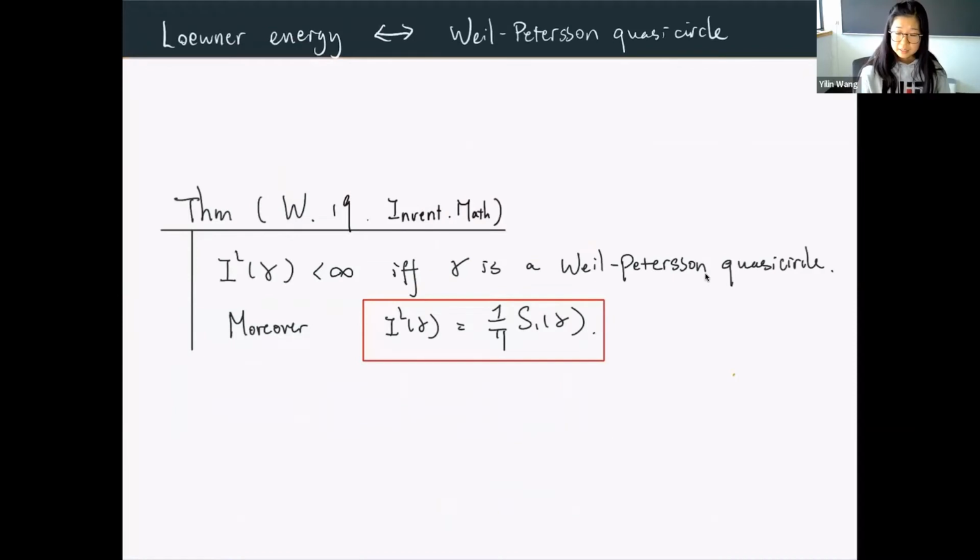All right, and the main result that I obtained is that this Loewner energy, which comes from the large deviation of SLE when taking the limit as the parameter goes to zero, for a Jordan curve, this Loewner energy is finite if and only if gamma is a Weil-Petersson quasicircle, and moreover, this Loewner energy is proportional to this Kähler potential.